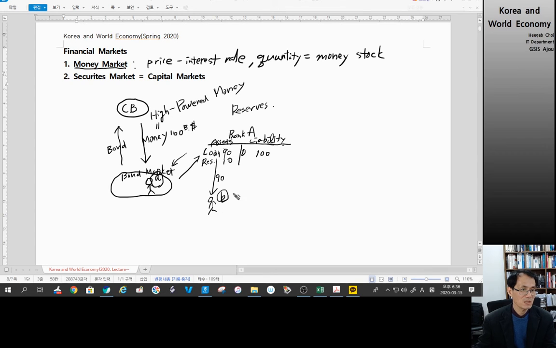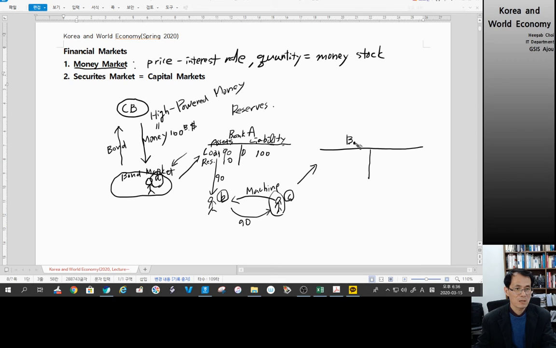What does he do with this 90? He will buy a machine to make an investment and pay 90, and here is person C, and he will make a deposit to a bank nearby him, bank B. He made a demand deposit of 90, right?